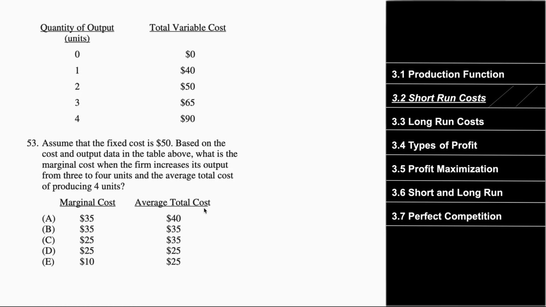Average total cost is the total cost divided by quantity. So let's actually look at that. At 4, variable cost is $90, fixed cost is $50.